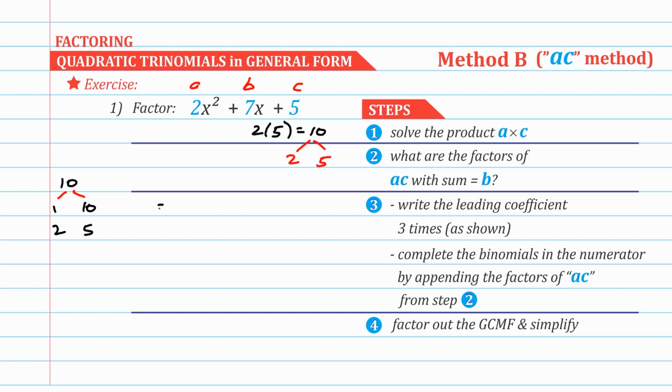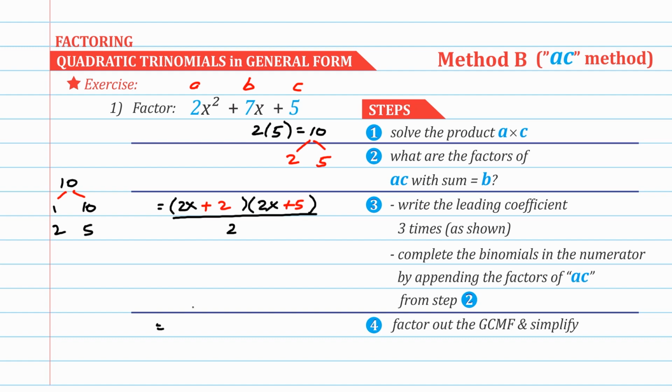Next, write the leading coefficient 3 times. So, maglalagay ako ng mga parentheses para ready na. Divided by the leading coefficient. So, leading coefficient is 2, 1, 2, 3 times. But don't forget, may x tayo dito. And then, copy plus 2, copy plus 5, yung ating factor sa taas.